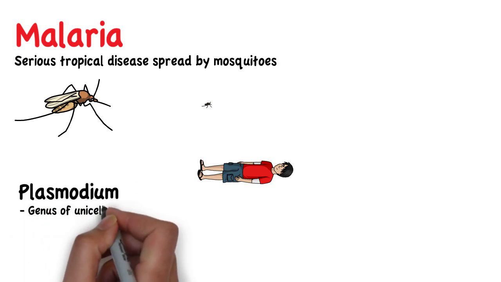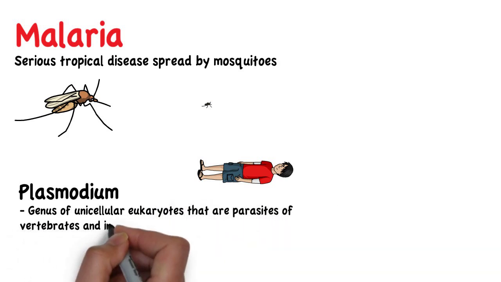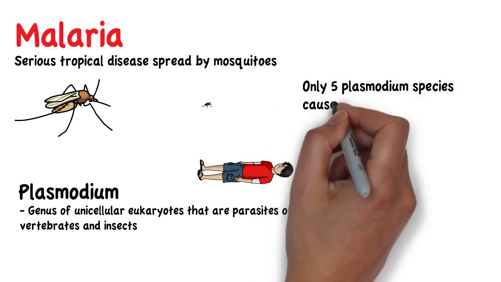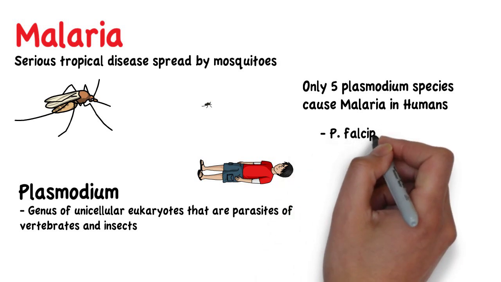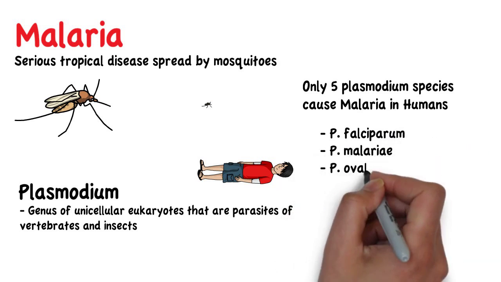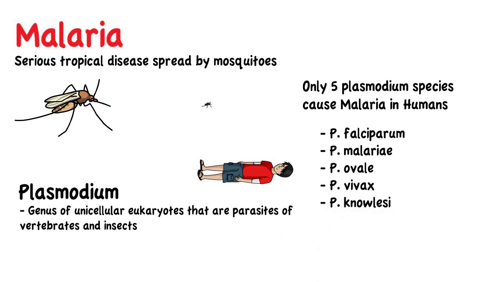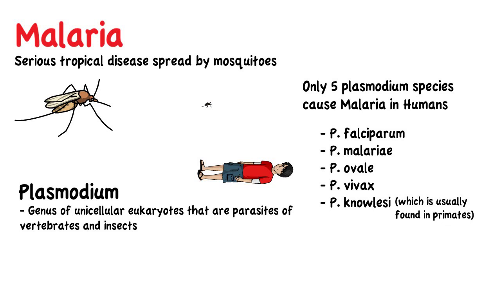Plasmodium is a genus of unicellular eukaryotes that are parasites of vertebrates and insects. There are many different plasmodium species, but only 5 cause malaria in humans, and these are Plasmodium falciparum, Plasmodium malariae, Plasmodium ovale, Plasmodium vivax, and Plasmodium knowlesi, which is usually found in primates and will only occasionally affect humans.